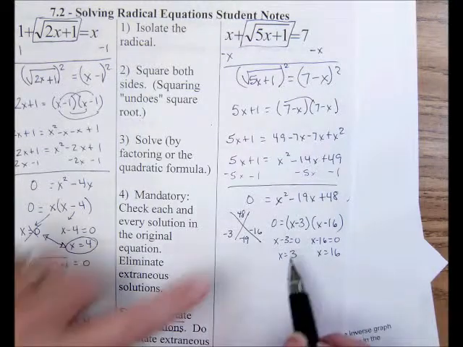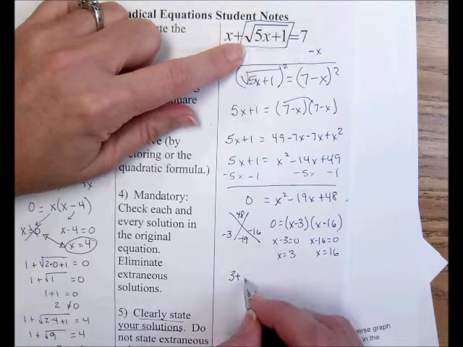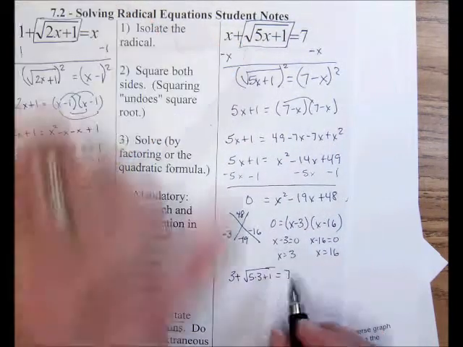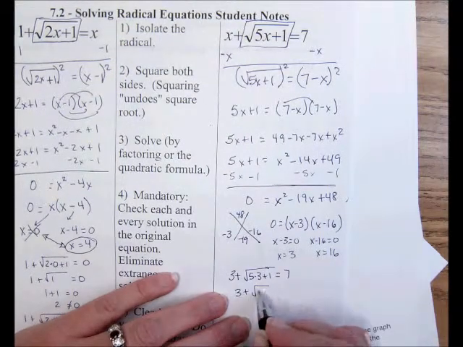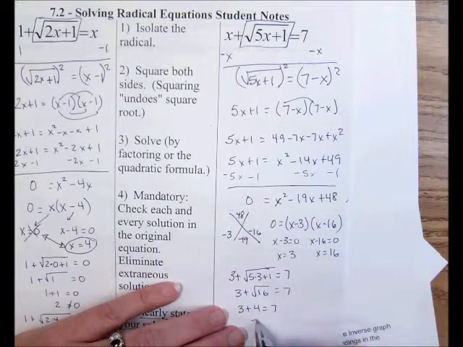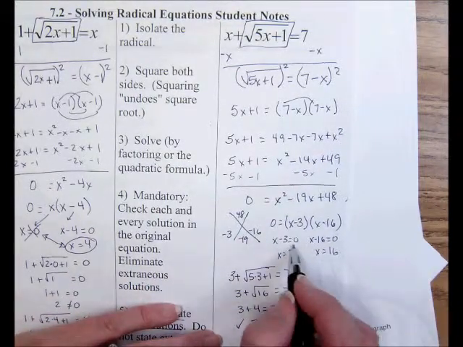Now, I plug these solutions back into the original equation. So I have 3 plus the square root of 5 times 3 plus 1 is equal to 7. So I have 3 plus the square root of 16 is equal to 7. 3 plus 4 is equal to 7, and 7 is equal to 7. So yes, this is a solution.